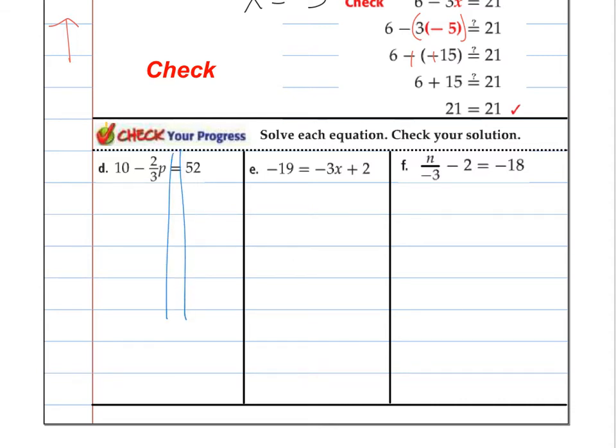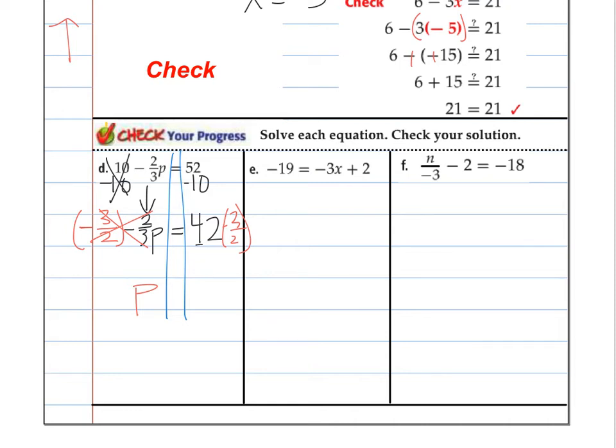So I'm going to see that to get rid of 10, 10 minus 10 will get me to 0. If you add 10, you'd get 20. We don't want that. So then bring this whole thing down. Negative 2/3 p is 42. Multiplied by the reciprocal 3/2. They cross cancel. Same thing on the other side.